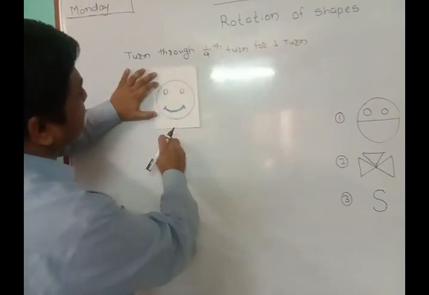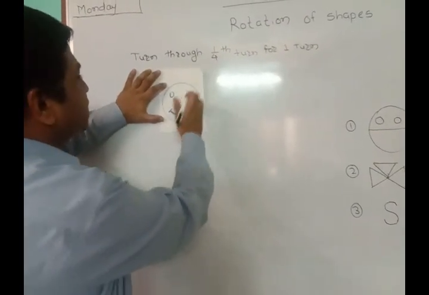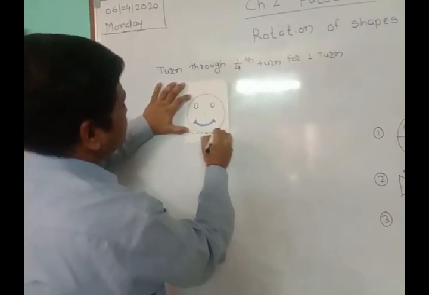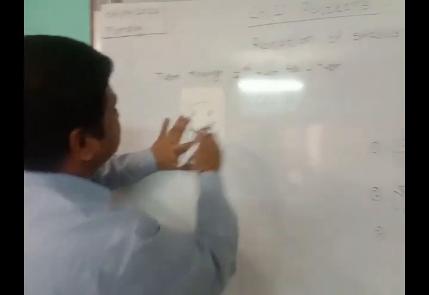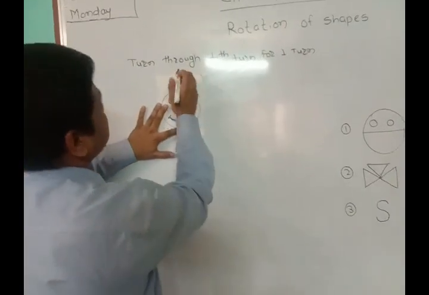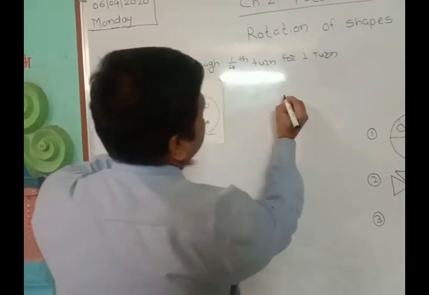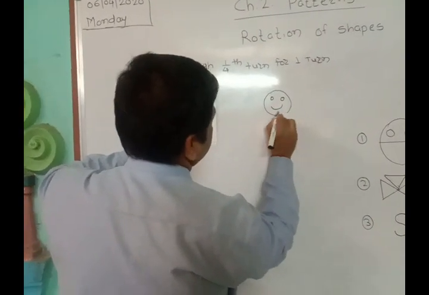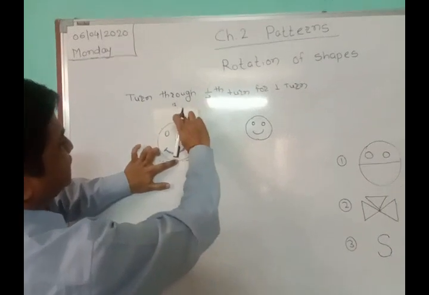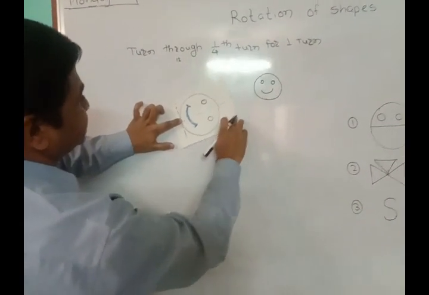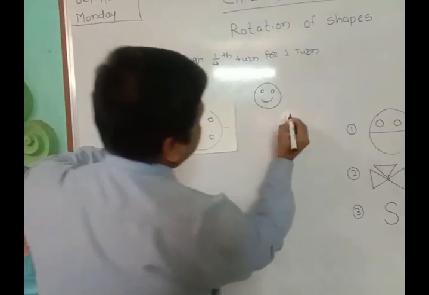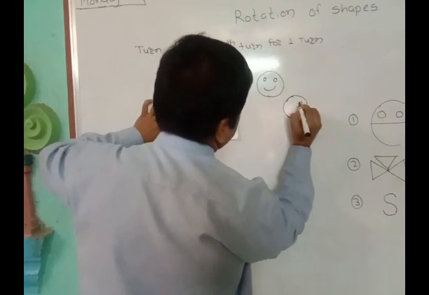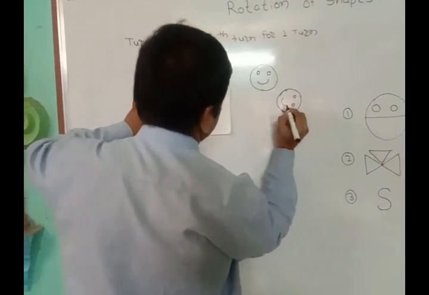So first thing, smiley, many of time you have seen. So for turning smiley, first of all, we will locate the reference point that we are going to turn the smiley about this point. So initially at 12 o'clock, eyes are above, face is at the bottom. Now when we turn it through 1/4 of a turn, means 90 degree, a quarter turn, eyes will now come to the rightmost side and mouth on the left side.